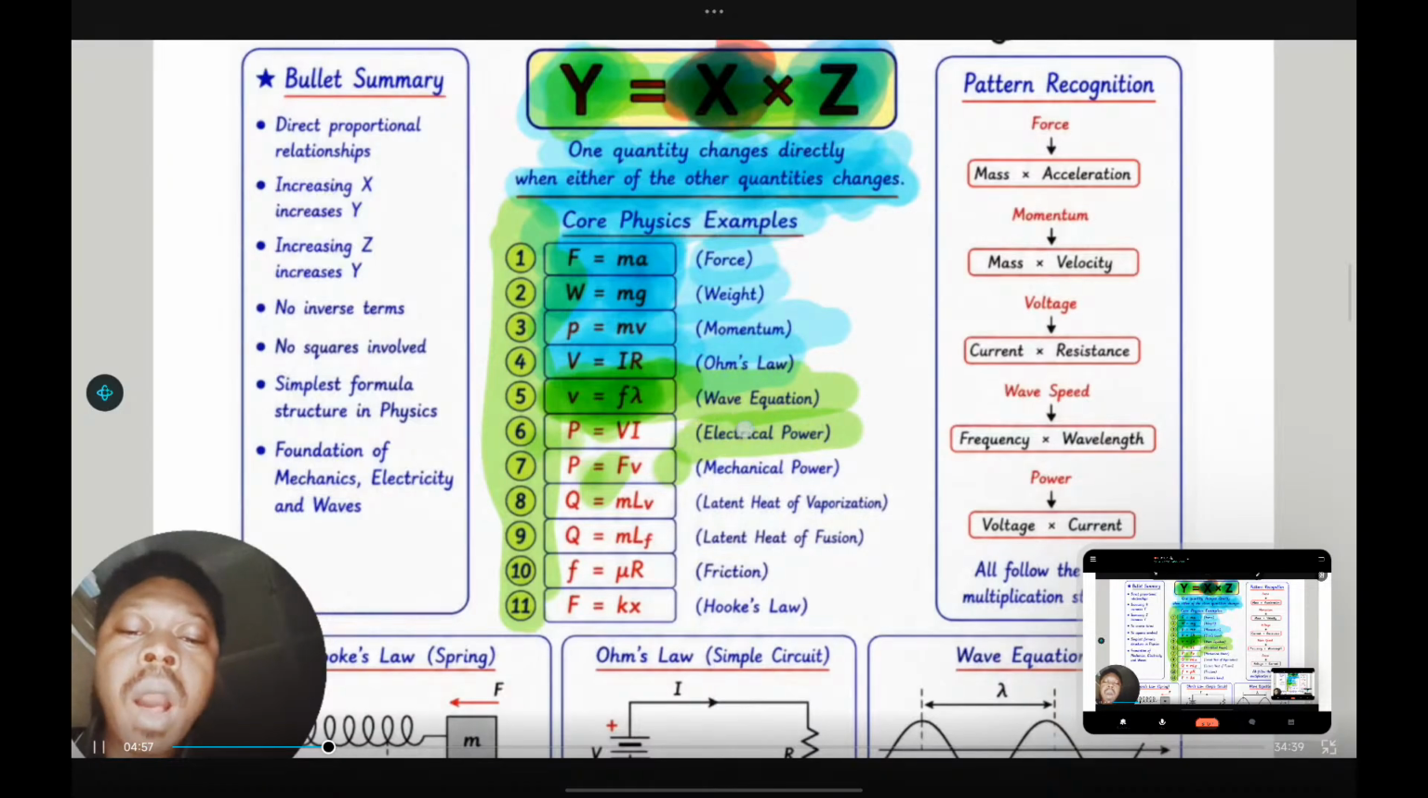Then for electrical power, power equals voltage multiplied by current. Voltage multiplied by current. Then you see that mechanical power is what? Force multiplied by velocity. Force multiplied by velocity. So take note of this. Then we have latent heat of vaporization and latent heat of fusion taking the same shape. Can you see that Q equals mLv for vaporization or Q equals mLf for fusion? Please take note of this structure.